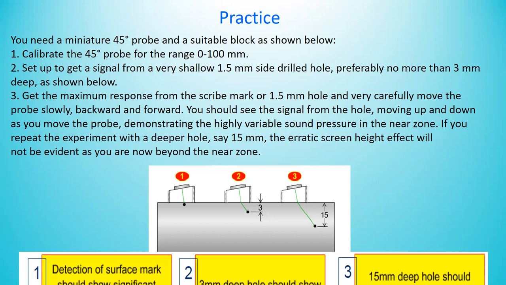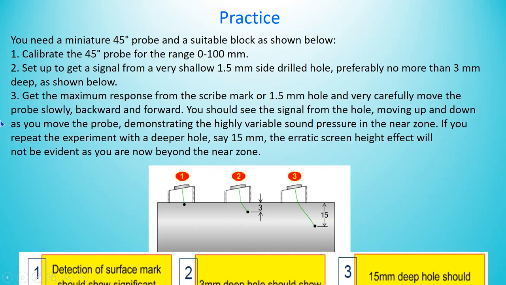So calibrate the 45 degree probe for range. Set up to get a signal from a very shallow 1.5 mm side drilled hole. This is very shallow, within the near zone, preferably no more than 3 mm deep, as shown below. Get the maximum response from the scribe mark at 1.5 mm.